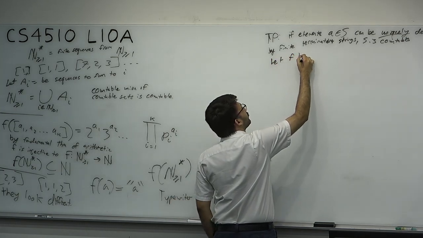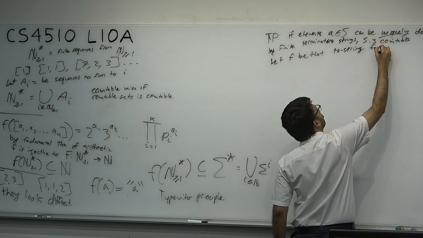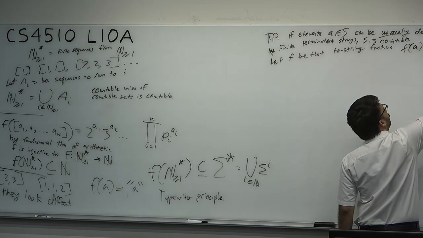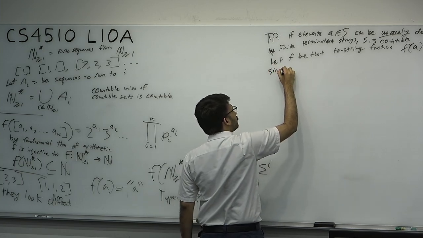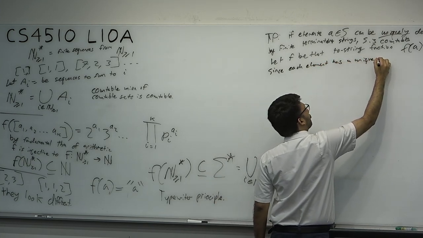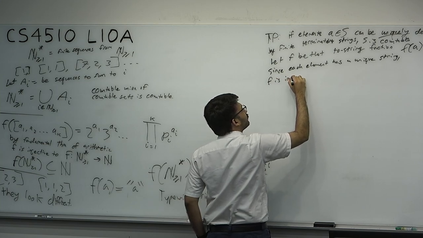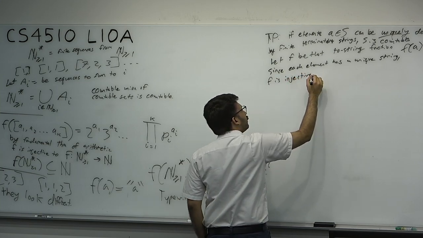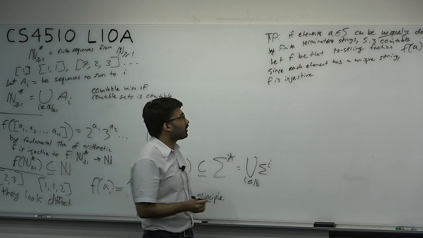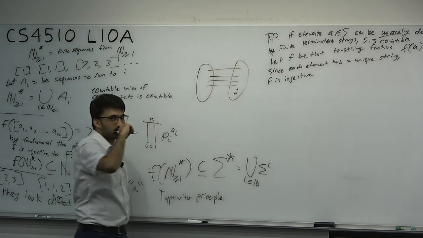Proof: let F be that toString function. F of a is going to output the string representation of a. Since each element has a unique string, F is injective. It probably is not surjective, because it doesn't say that every string has to have something that maps to it. But it certainly is injective, but perhaps not surjective. So perhaps something looks like this, right?